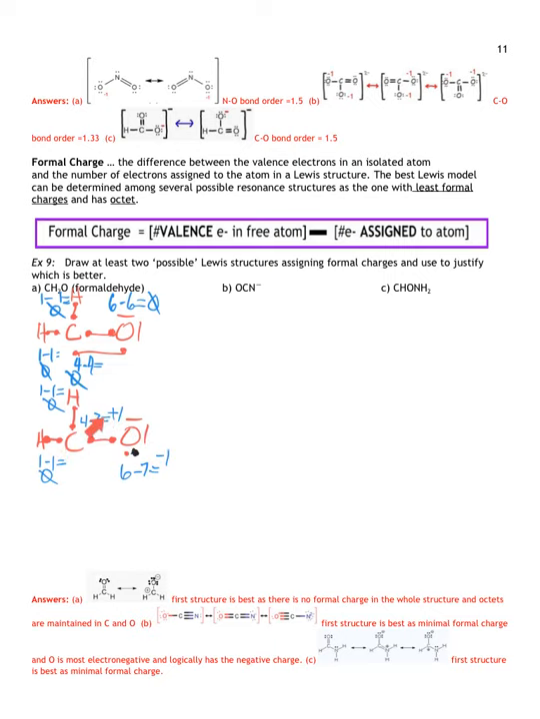So the question is, between these two structures, which one is better? The one that's better is the one I'm going to circle. And that is the one with the minimal formal charge, as we stated up here, the least formal charges, and has an octet. This carbon doesn't have an octet, and it has a formal charge. This oxygen does have an octet and also has a formal charge. These do not have any formal charges, so the starred one is the best one. That's because you're trying to minimize the formal charge. I'll put a star next to the better structure.